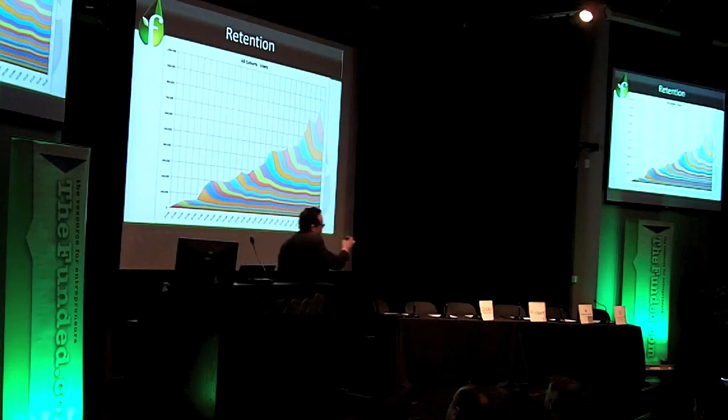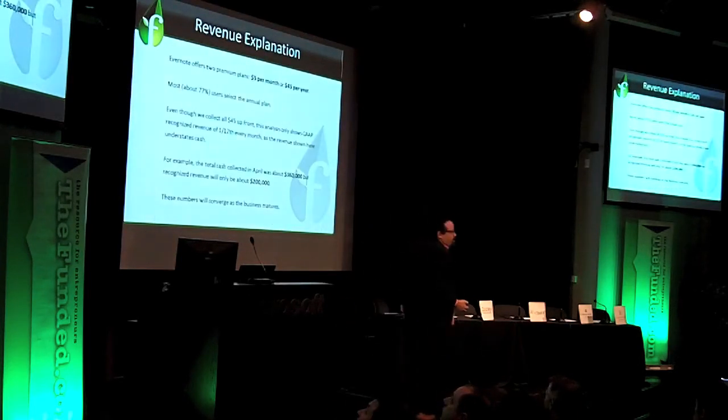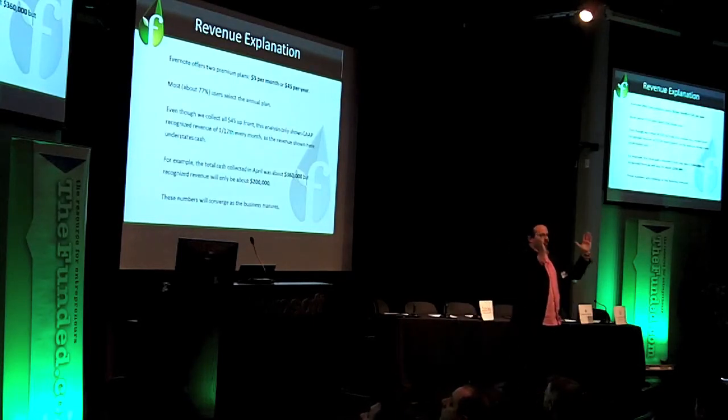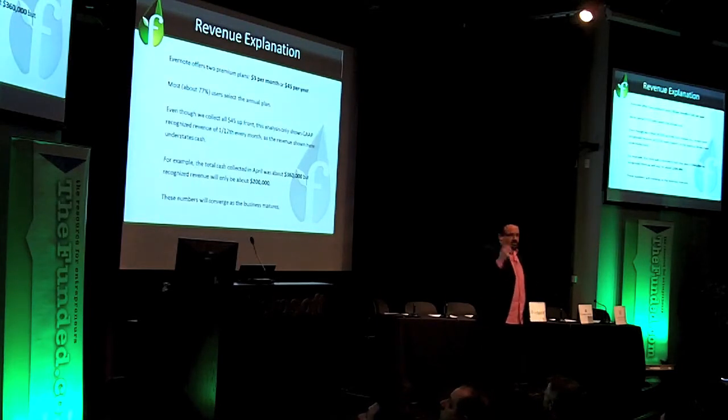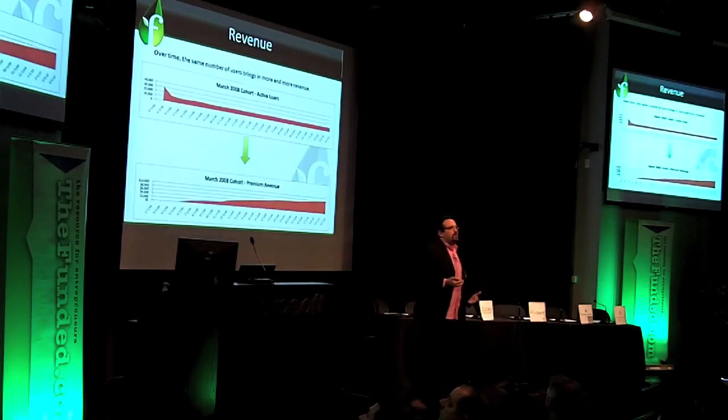That's kind of important. Remember that. When we go to the next one, which is revenue. So basically, and this is only showing that portion of revenue that's premium conversion. It's $5 a month or $45 a year. And so every month, some people decide to pay and some people stop paying. So here's what that looks like.